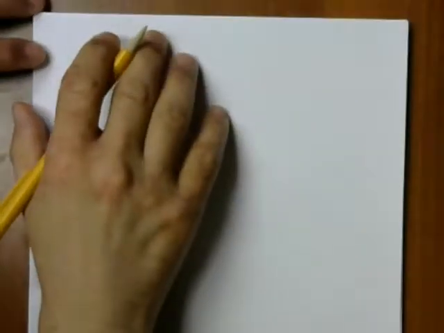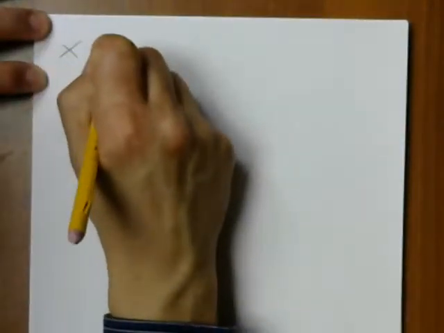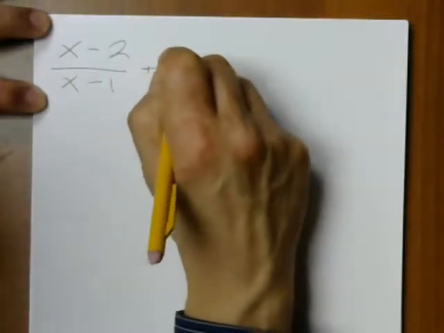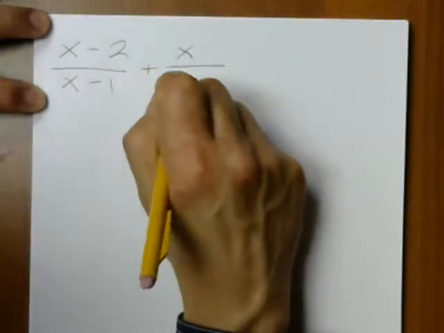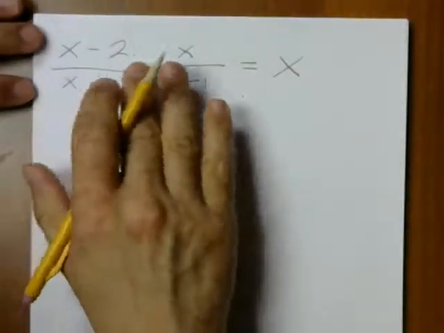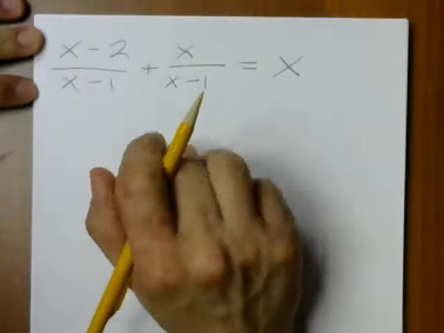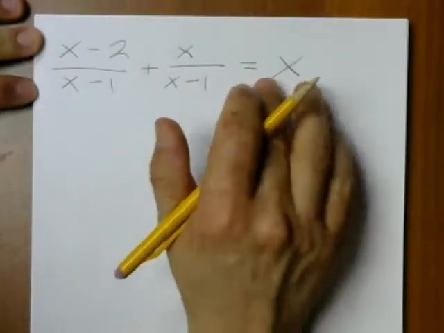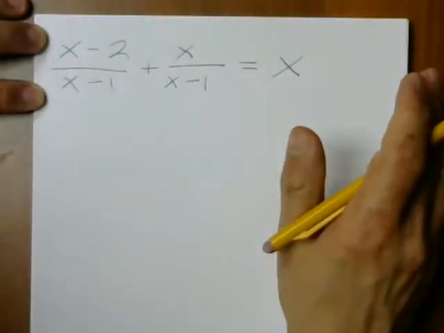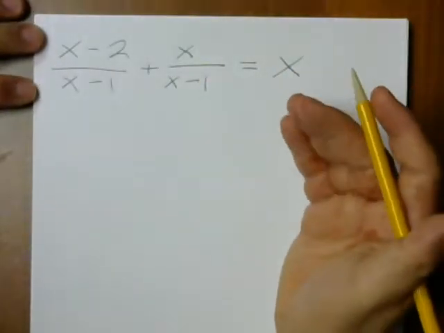That looks a little bit harder, maybe, but it's the same basic idea. Or maybe it doesn't look any harder. Let's try this. So we have (x - 2)/(x - 1) + x/(x - 1) = x, and we want to solve this. We want to find all solutions in x. Well, what could we do?